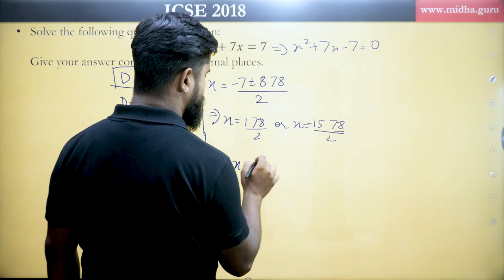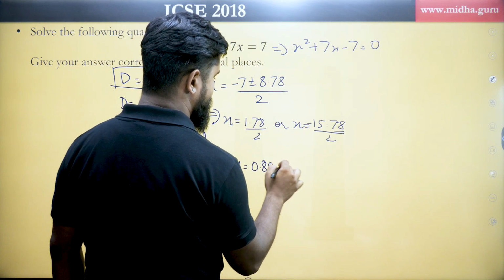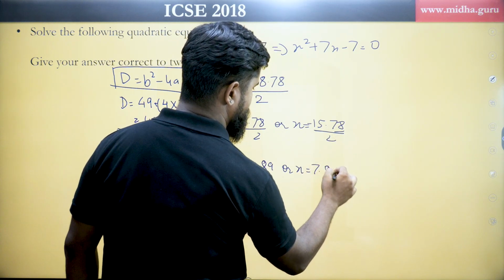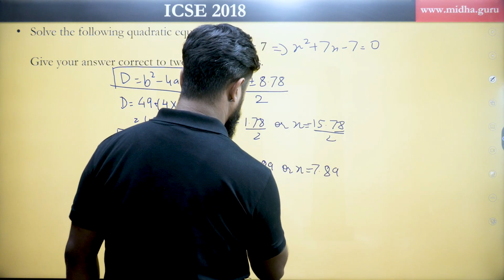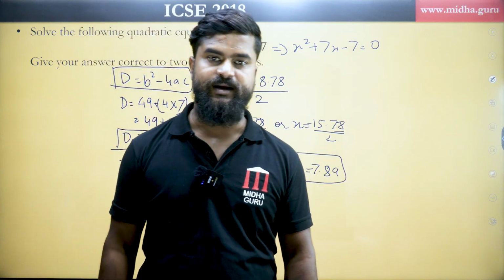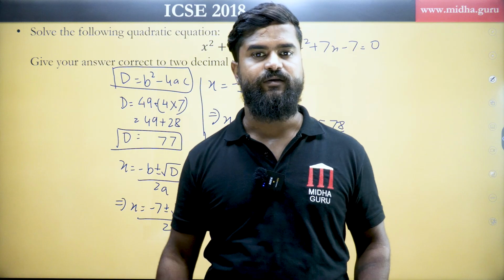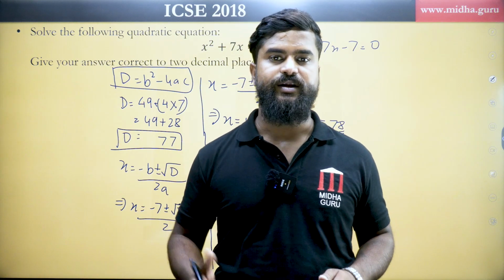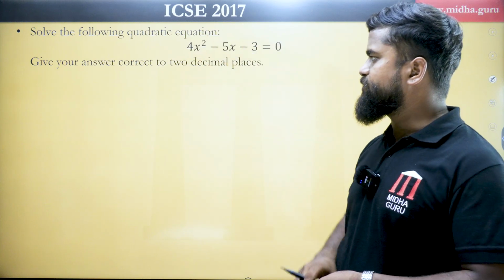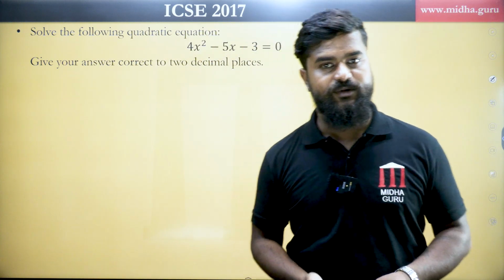So we have x is either equal to 0.89 or x is equal to minus 7.89. So the values of x are 0.89 or minus 7.89 for the given quadratic equation. Moving on to the next problem. Now in 2017, the question was 4x squared minus 5x minus 3, giving an answer correct to 2 decimal places.